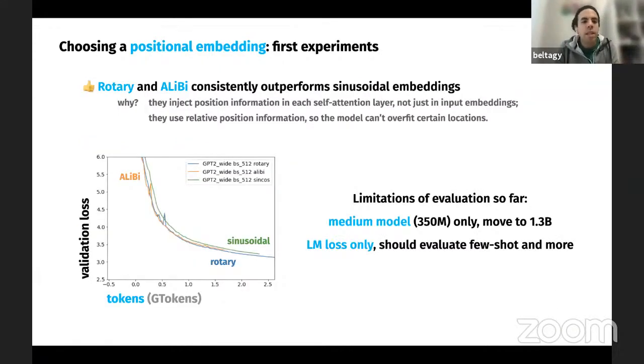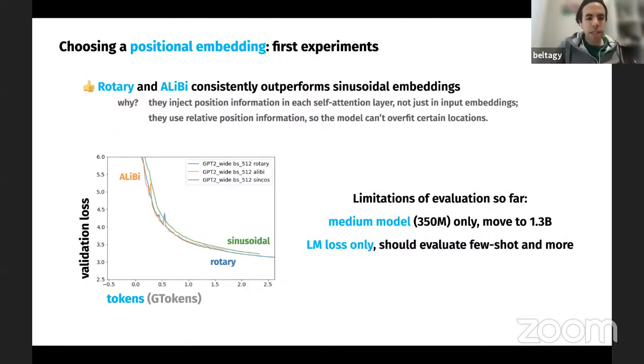So we evaluated the three position embeddings: alibi, rotary position embeddings, and sinusoidal position embeddings. And these are the results. And you see that rotary and alibi are consistently outperforming sinusoidal position embeddings. So this is promising. The difference between rotary and alibi doesn't seem to be that huge, but this is still interesting nonetheless.